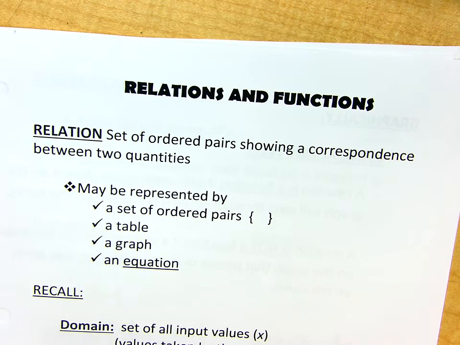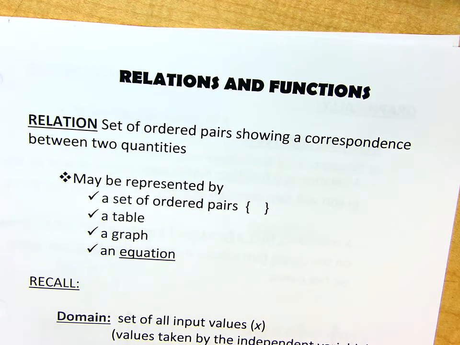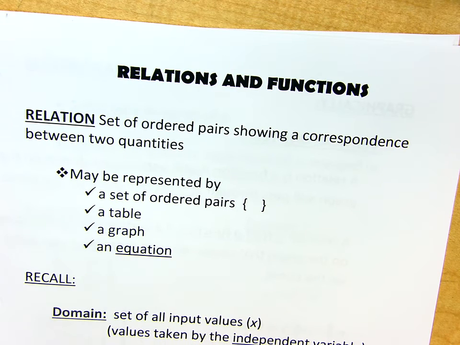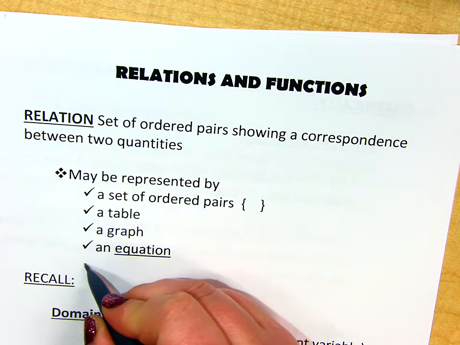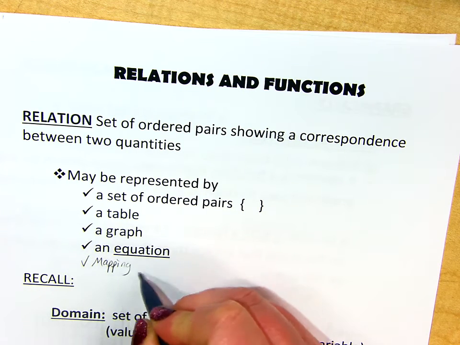You can represent that several different ways. You can just list the sets of ordered pairs. You can give a table, like a t-table sometimes they're called, with an x and y value. You can give a graph. You can give an equation. And you know what? There's actually one more I'm going to add to this. Mapping diagram. Sometimes you see those.